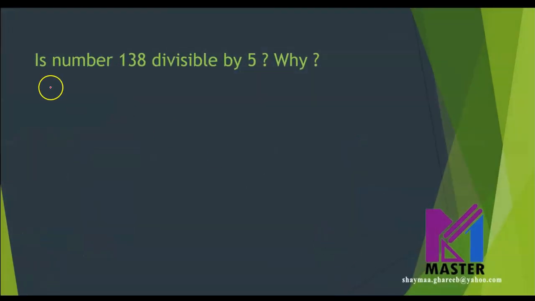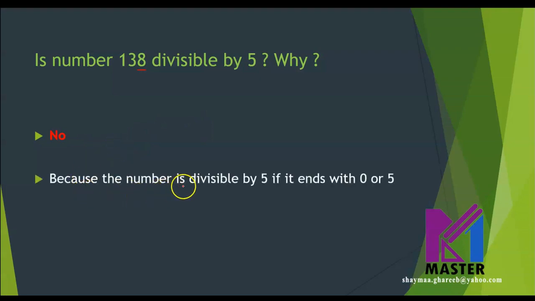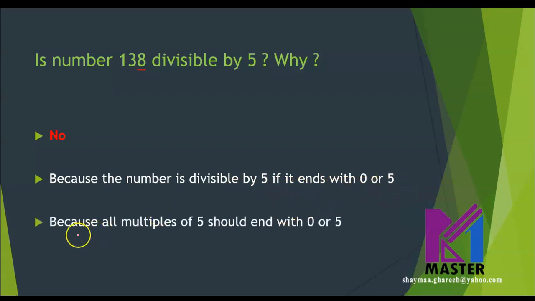Let's see some questions. Is number 138 divisible by 5? Why? Or explain. So we said the number is divisible by 5 if it ends with 5. So this number is not. So the answer will be no. And the reason or the explanation part will be because the number is divisible by 5 if it ends with 0 or 5. Or we can say because all multiples of 5 should end with 0 or 5.